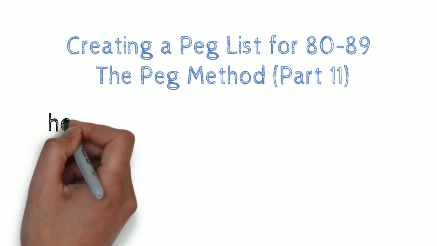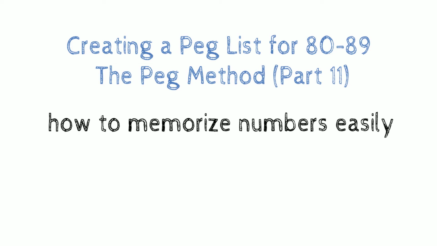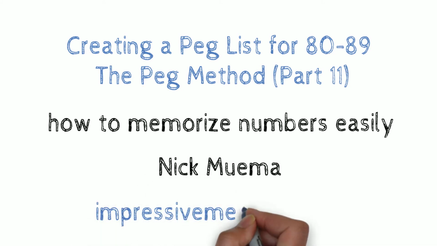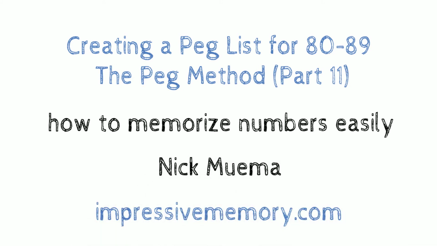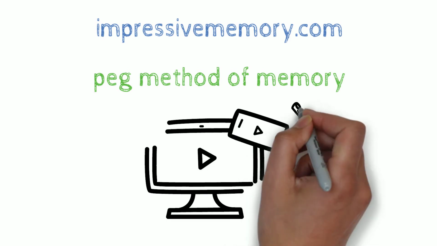Welcome to part 11 of the How to Memorize Numbers Easily series, where we'll talk about the process of setting up peg words for numbers 80 to 89. I'm Nick Mwema from ImpressiveMemory.com, and if you're watching this video for the first time, I suggest starting from part 1 of the series to get a better understanding of the peg method of memory. You'll find all the videos in the playlist section of the YouTube channel.